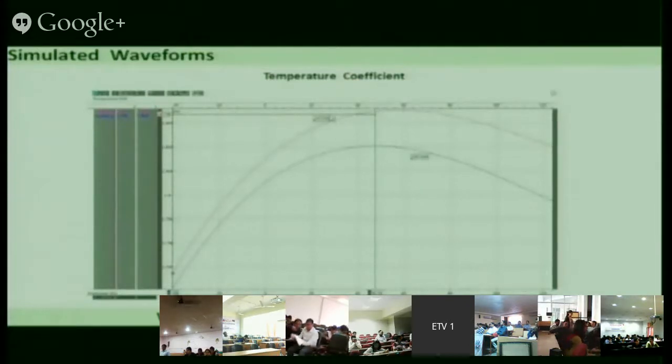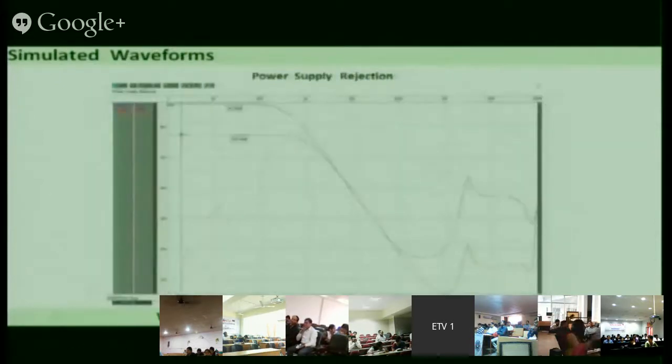This is with low load, and if there is a load, naturally some voltage will fall here. So you can see this curve is with load, so the output has fallen to some value. So this is the temperature coefficient. Now this is the power supply rejection.